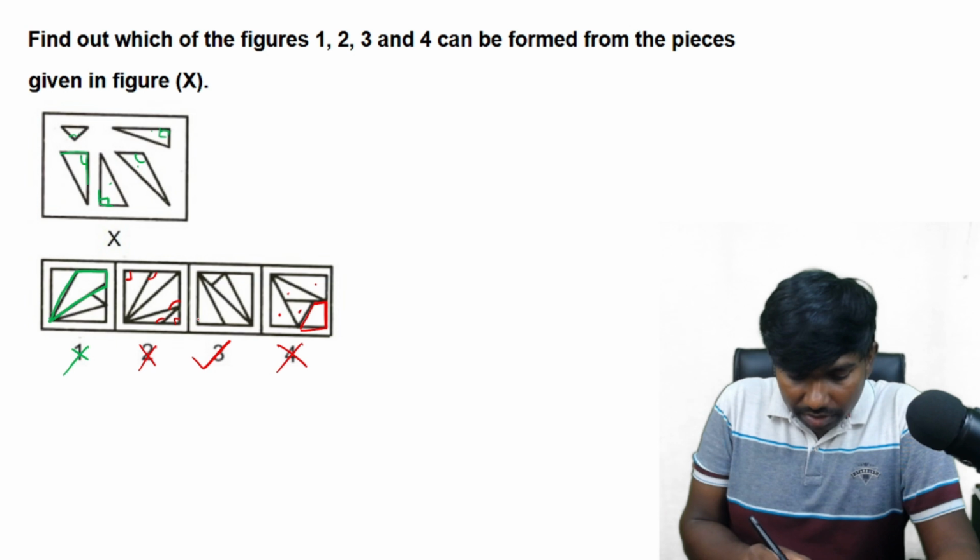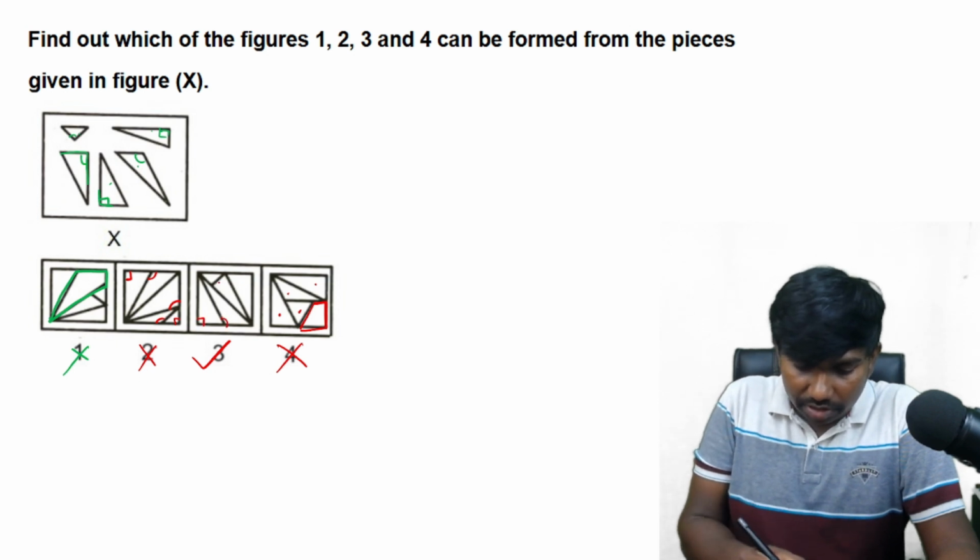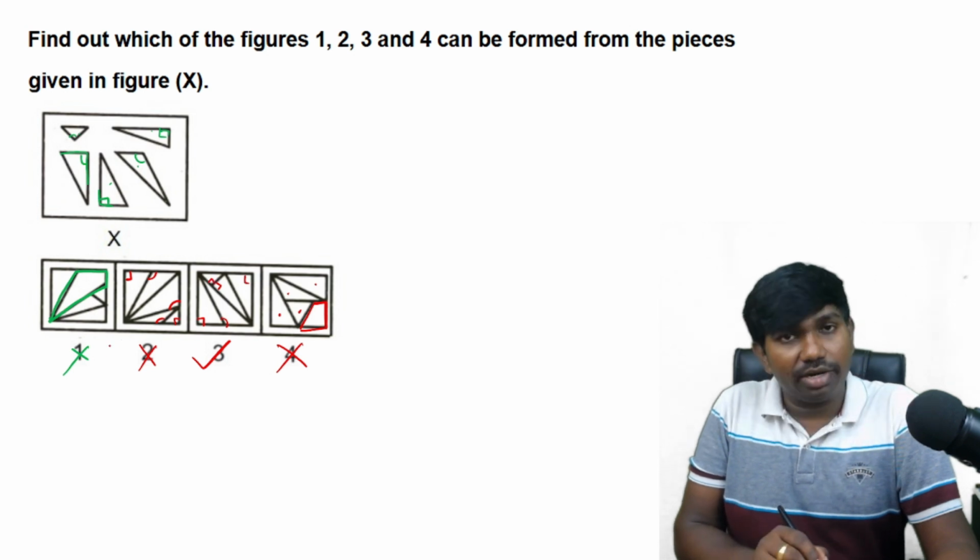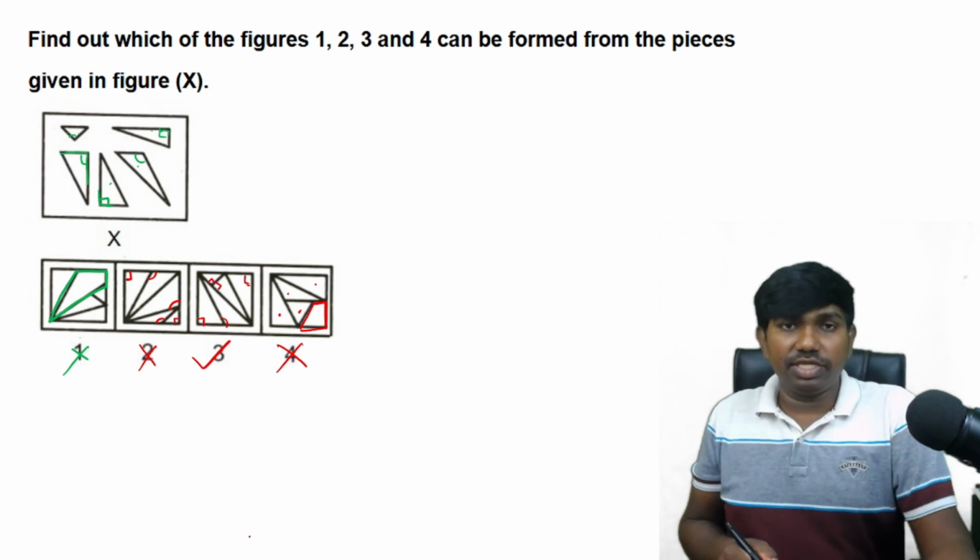So see, all are right angle triangles. This one is a right angle triangle. This is not. Again, this is a right angle triangle. This is a right angle triangle, and this is also another small right angle triangle. So then the answer is figure 3. Next one.